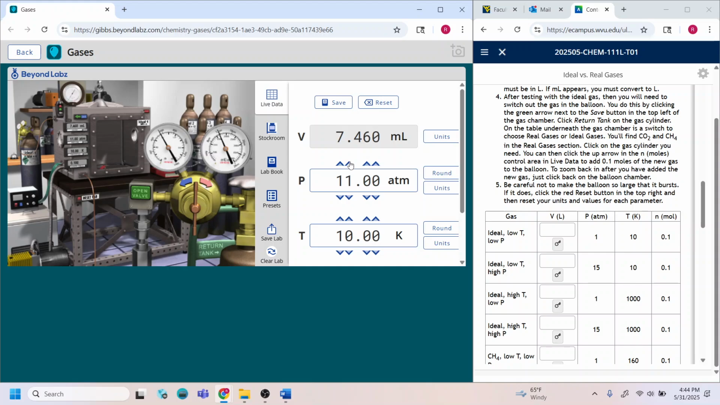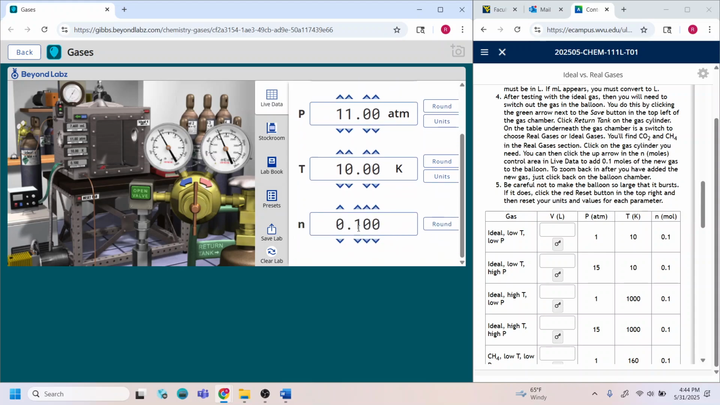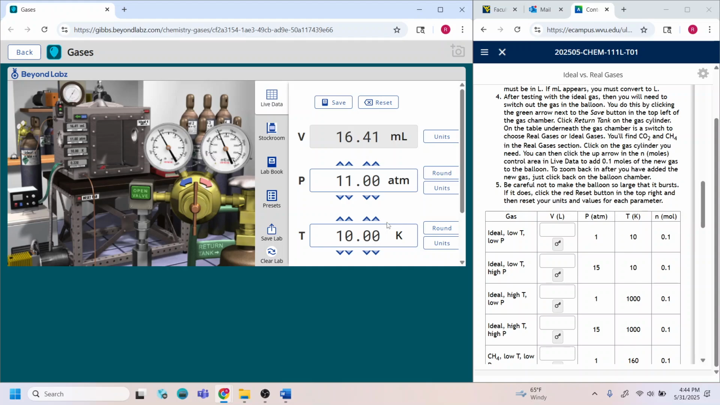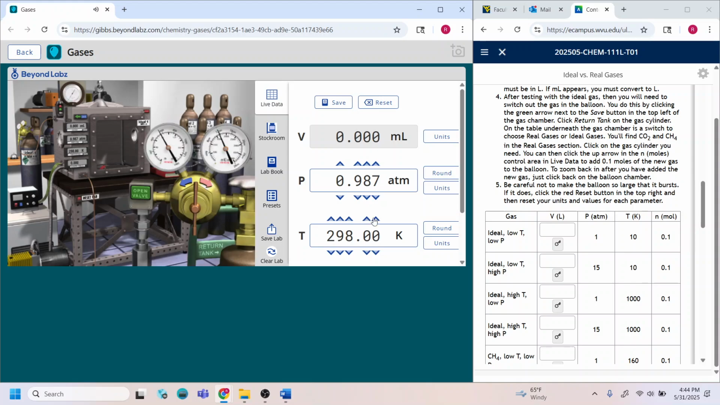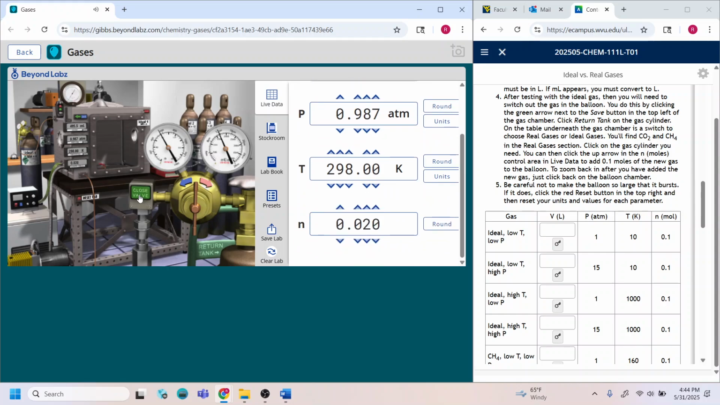Don't increase the pressure too much, because your experiment is going to burst. So this is 0.1 moles, but it barely has any in there. Let me open the valve a little bit. Okay, it is not interacting. If it is not interacting, there is something wrong, so I'm just going to reset it. I'm going to return this to the tank and bring it back. And now I'm going to open the valve and see. Okay, now it makes sense.